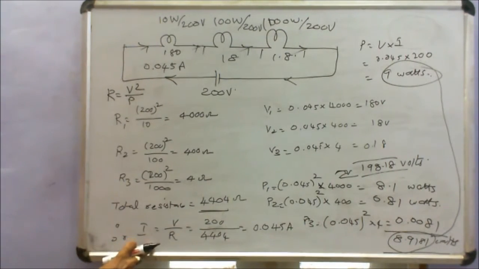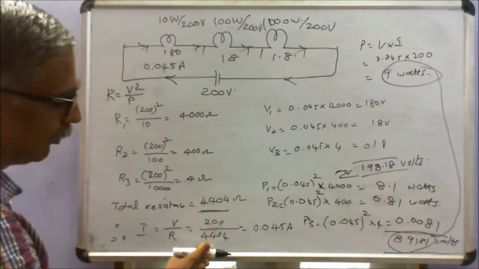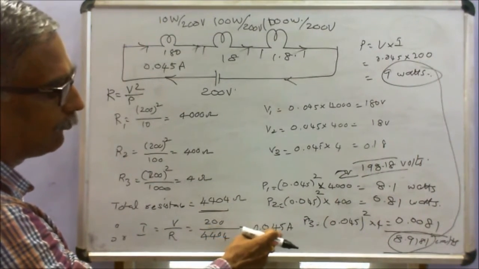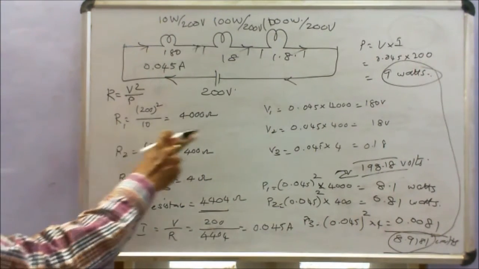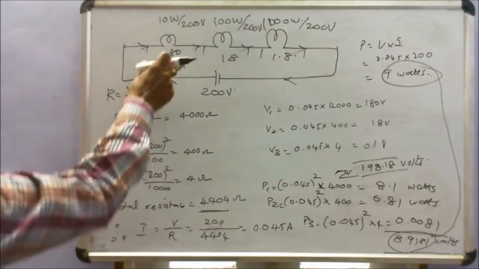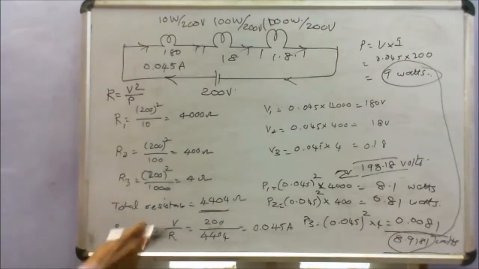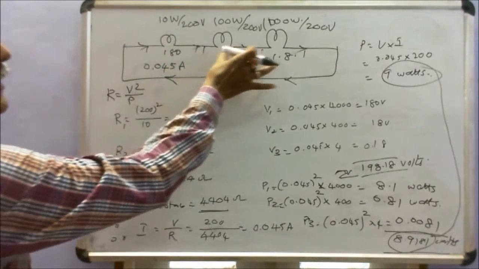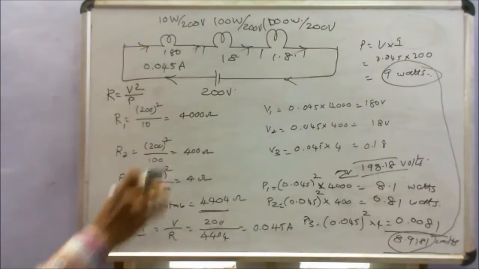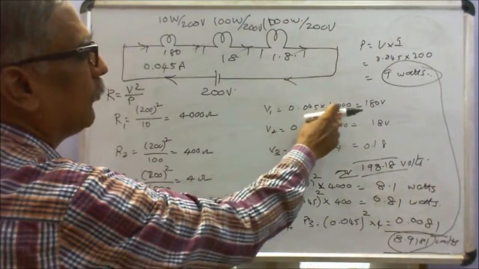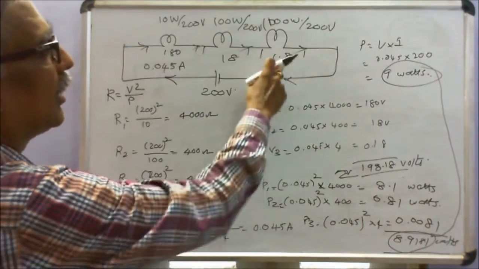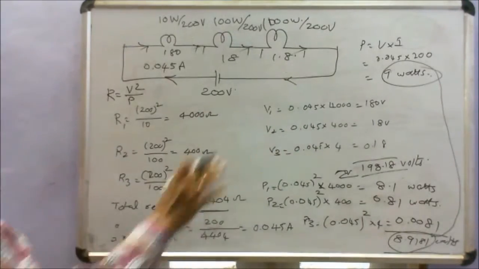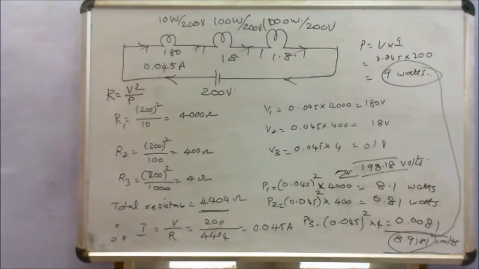Therefore current I is equal to V by R, supply voltage is 200. Therefore the current, 200 by 4404, we will get 0.045 amps. It's a 3 decimal correction. Now we can find the voltage drop. According to Kirchhoff's voltage law, the sum of the voltage across each bulb should be equal to 200. We can check it. So 0.045 into 4000, 0.045 into 400, and similarly here the voltage drop is 1.8, almost 200 volts. It's correct. Problem is correct.